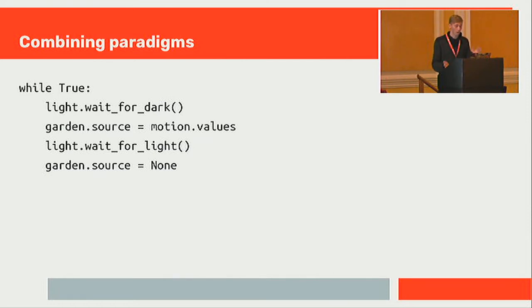But then as soon as light comes back around, you set the source to nothing, so you null that out and wait for it to be dark again, so the motion sensor isn't being read at that point. And you can do lots of this using different paradigms, and you might have some things which are very state dependent, so you're moving through a system and waiting for something to happen, and then there's a new set of behaviors for your devices, and it's really handy to be able to have these multiple paradigms that you can do this with.